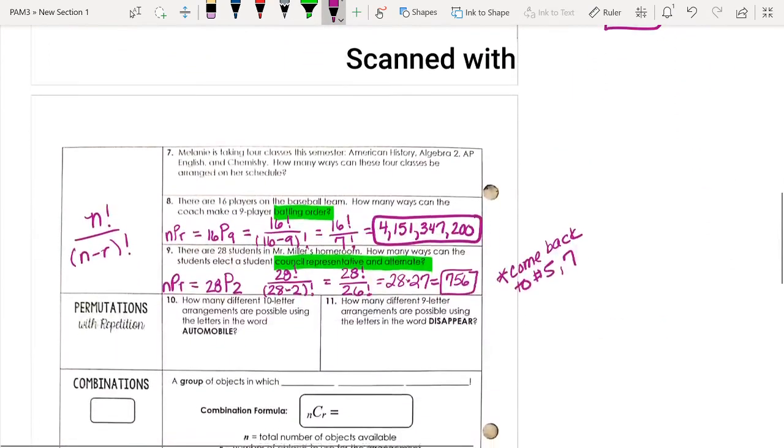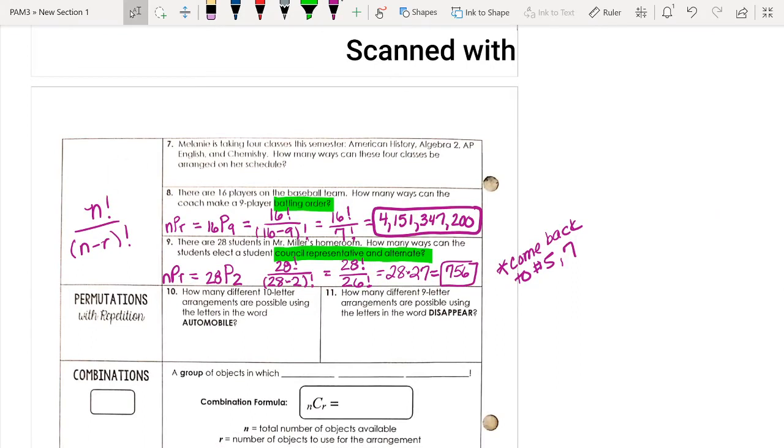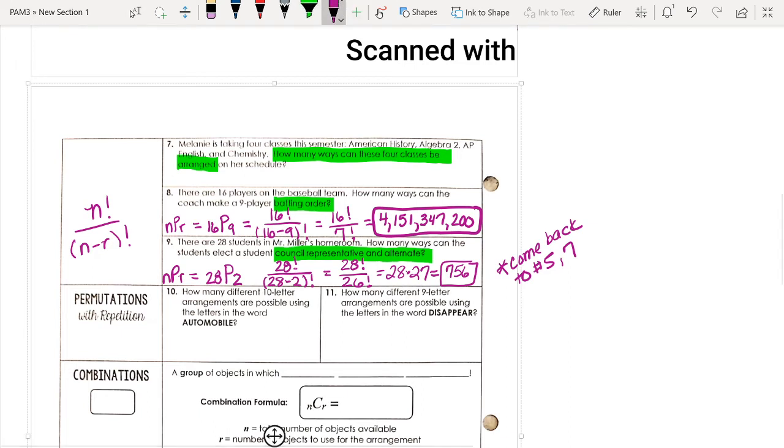Okay, so let's look at number 7. Melanie is taking 4 classes this semester: history, algebra 2, English, and chemistry. How many ways can these 4 classes be arranged on her student schedule? First I'm going to highlight what told me that the order is going to matter. The word right here is arranged. Actually, I'm going to do this whole thing. How many ways can these 4 classes be arranged on her schedule? As soon as you see that word arranged, the order matters. So that means it's an nPr.